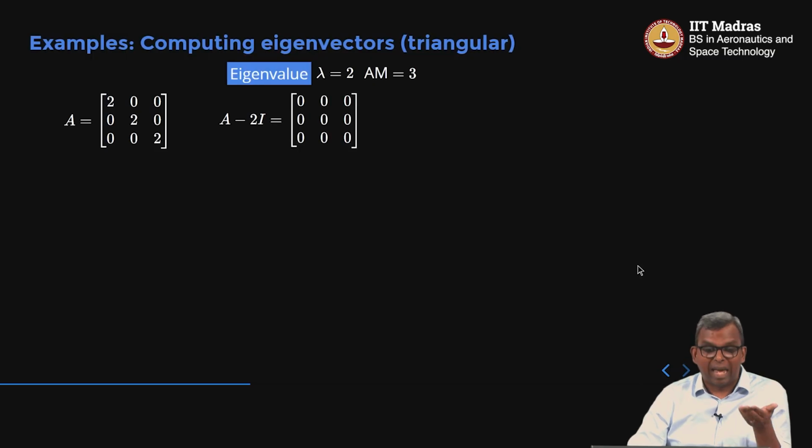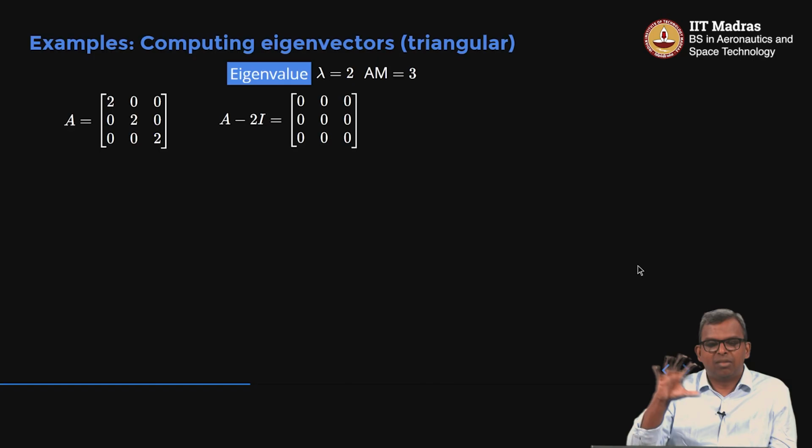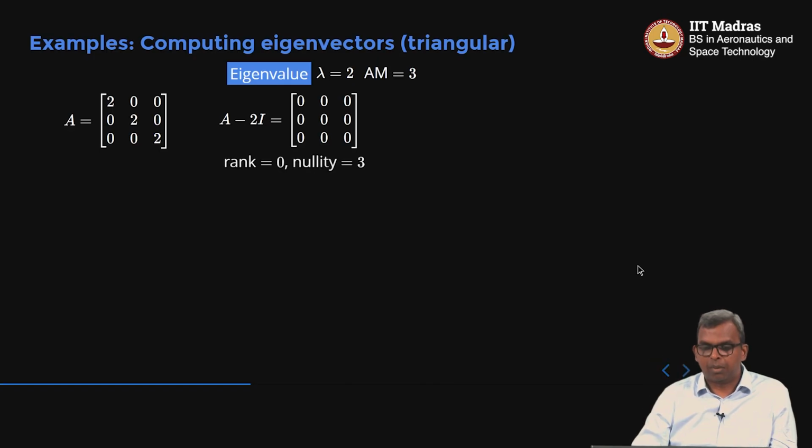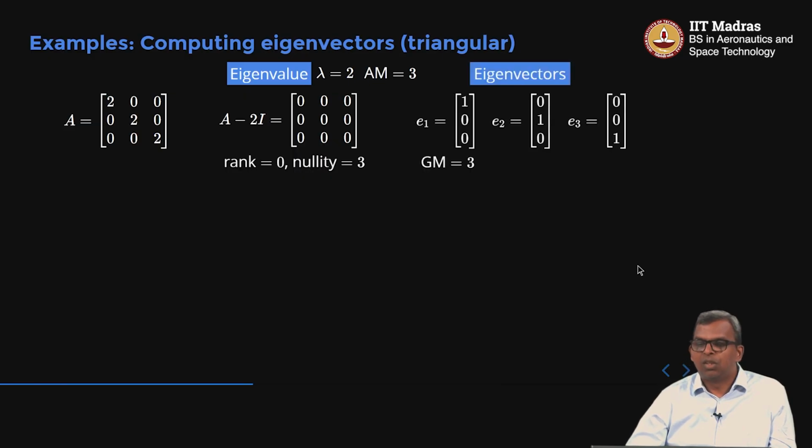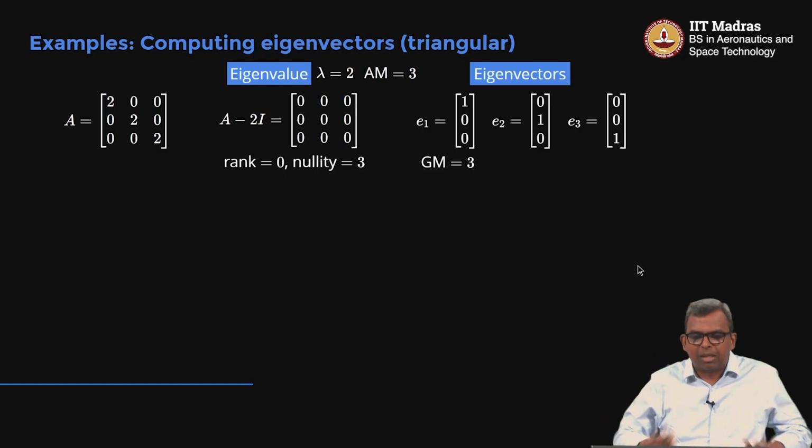Diagonal example again, 2 2 2 on the diagonal, with zeros on either side. A minus 2I became all 0, algebraic multiplicity is 3, and rank is 0 for A minus 2I, nullity is 3. So, you got 3 eigenvectors 1 0 0, 0 1 0, 0 0 1. Geometric multiplicity became 3. This example we have seen earlier, it is a simple diagonal case.